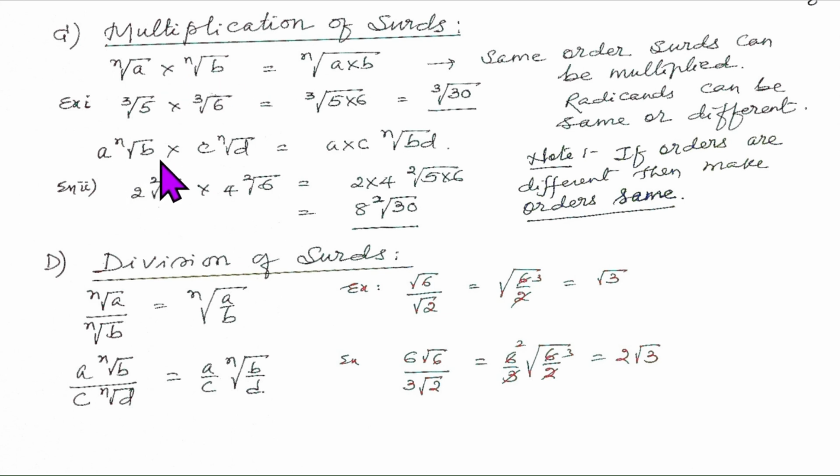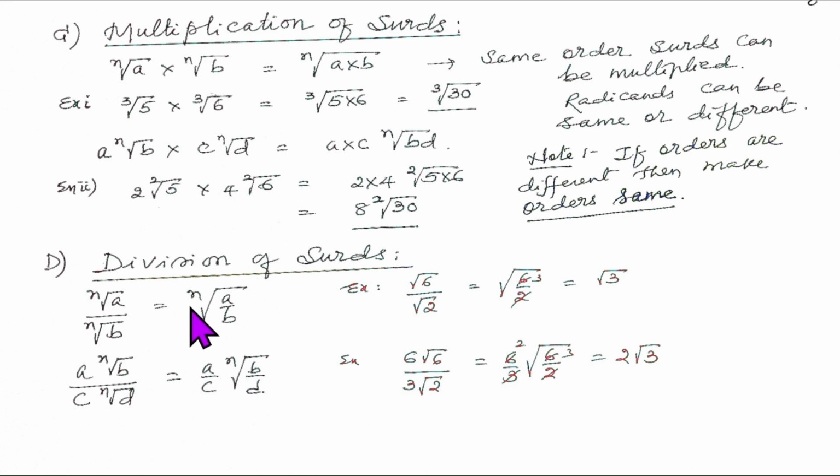Now a times nth root of b into c times nth root of d is equal to a into c times nth root of bd. That means multiply the coefficients a into c and apply this property, that is the nth root of bd. For example, 2 times square root of 5 into 4 times square root of 6, the order is the same, so 2 into 4 is 8 and square root of 5 into 6 is square root of 30. If orders are different, then you have to make the orders the same. In division of surds also, orders have to be the same.